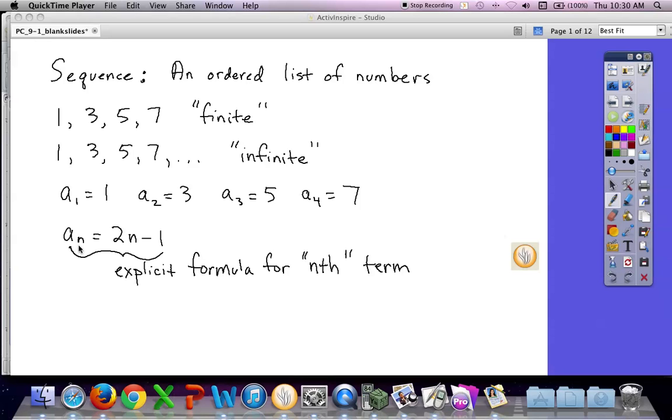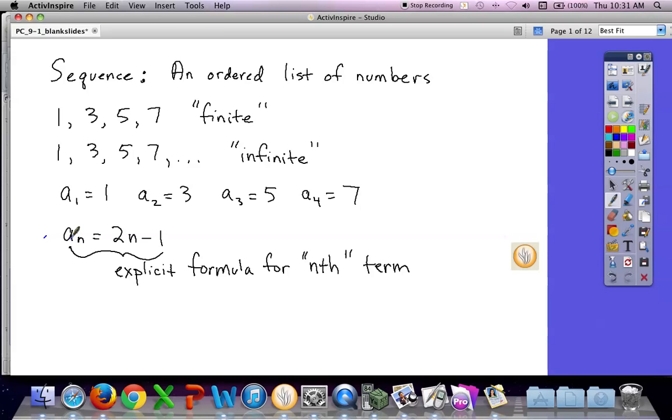We refer to the nth term, meaning a general term in the sequence, with a formula. In this case, a sub n equals 2 times n minus 1. So I can use that formula to generate any term in the sequence. If I wanted to know the 100th term, then I would plug in n equals 100. That would be the 100th term. 2 times 100, 200 minus 1. a sub 100 is 199.